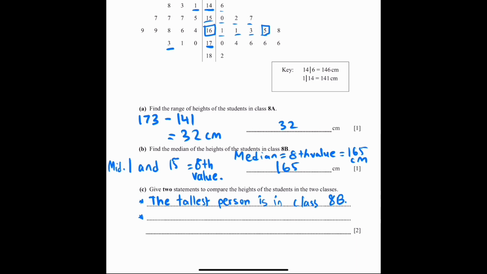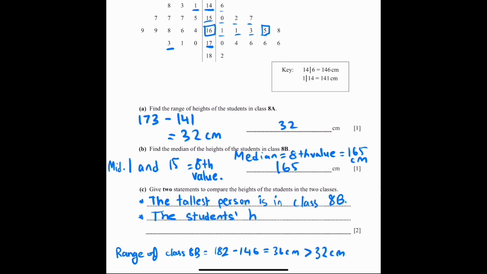Because what I'm going to write is how spread out the values are. The lowest is 146, the highest is 182. So the range of class 8B equals 182 minus 146, which is 36 centimeters, and it is greater than 32. So we can deduce that the students' heights in class 8B are more spread out than class 8A.